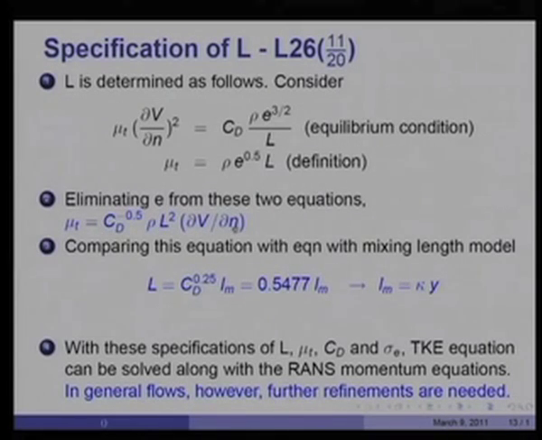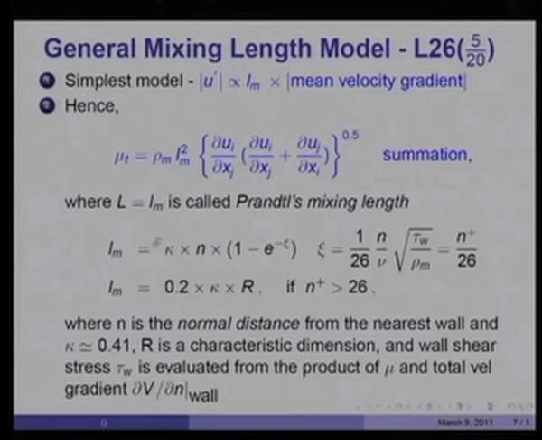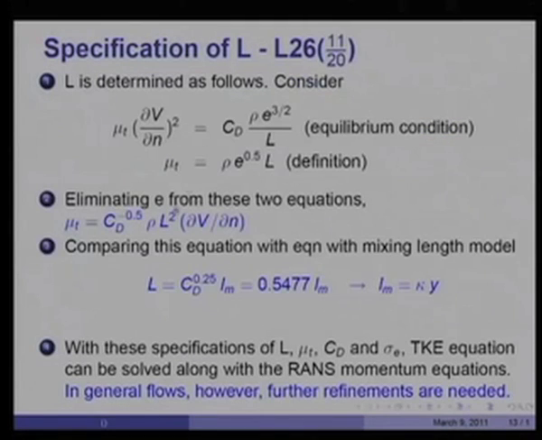Now, if I compare this equation with the equation of the mixing length model, you recall the mixing length model, mu t equal to rho L m square into du dy, then I would see that L would be C d raised to 0.25 into L m, which is 0.5477 L m, and L m equal to kappa y times the function that we normally use. With these specifications, L, mu t, C d, and sigma e, the turbulent kinetic energy can be solved along with the RANS equations. In general flows, however, further refinements become necessary, and in the next slide, we'll show you why this is so.